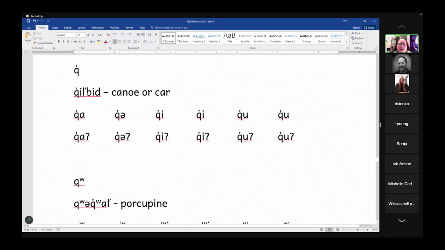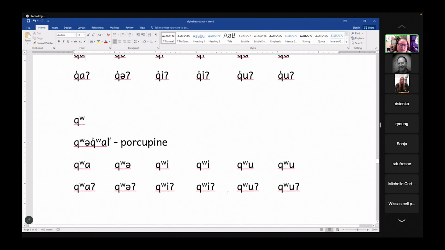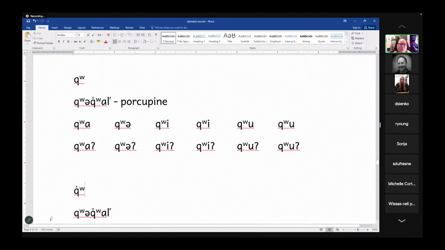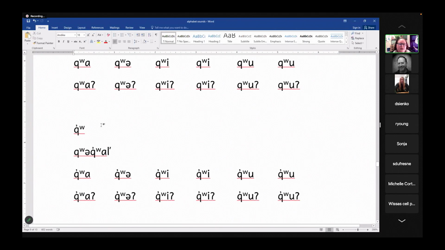Belt bead, belt bead. A, e, a, o, u. And the Q raised W. Qual, qual. Hua, hua, hui, hui, quo, hu. And then we have the glottalized Q raised W, and then qual, qual.